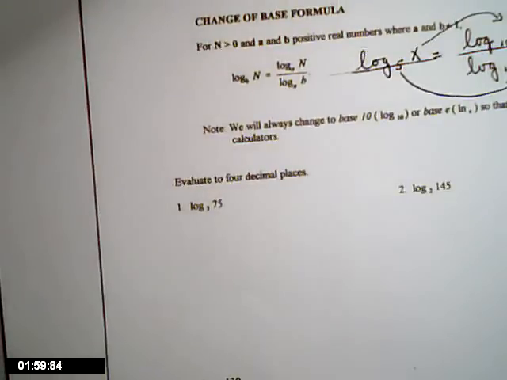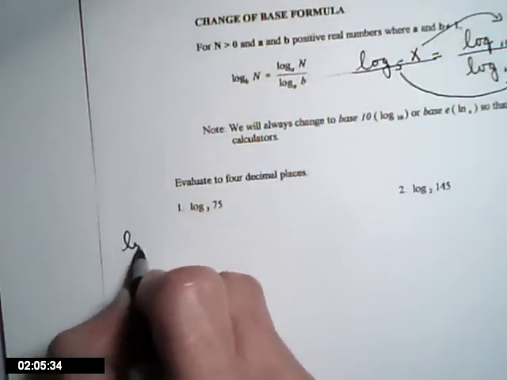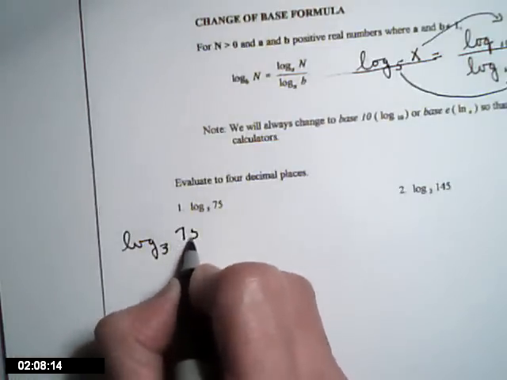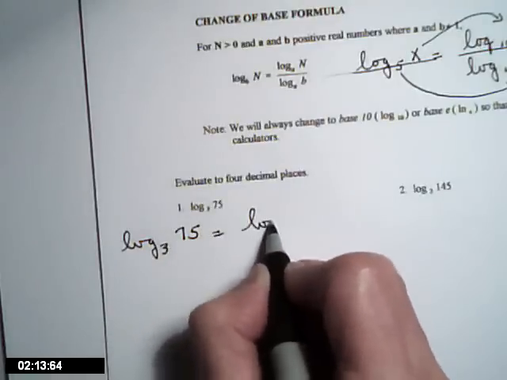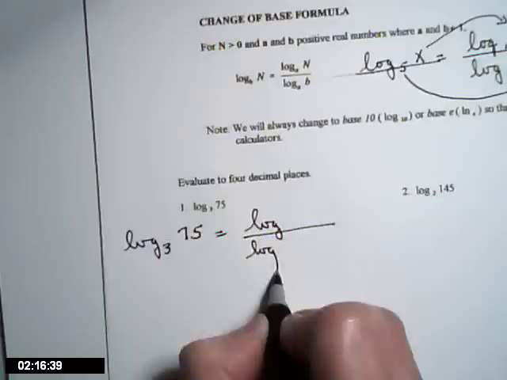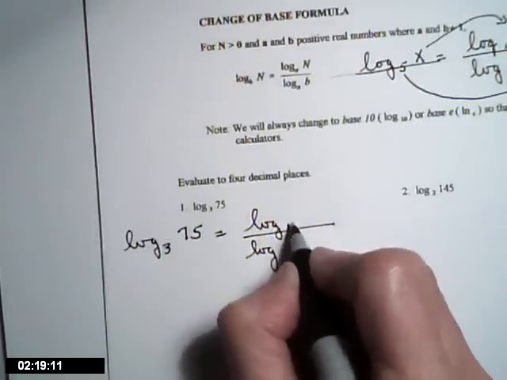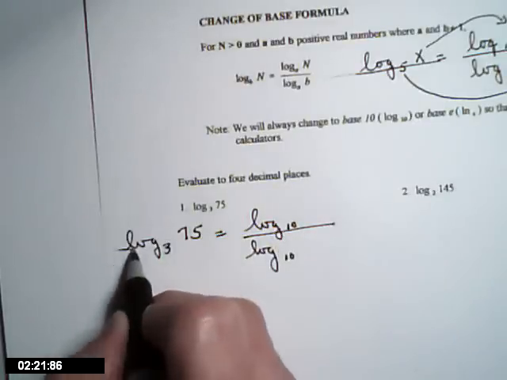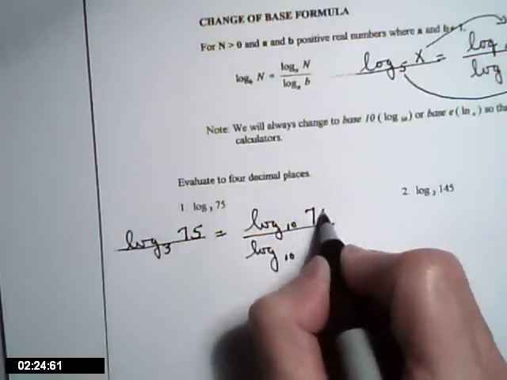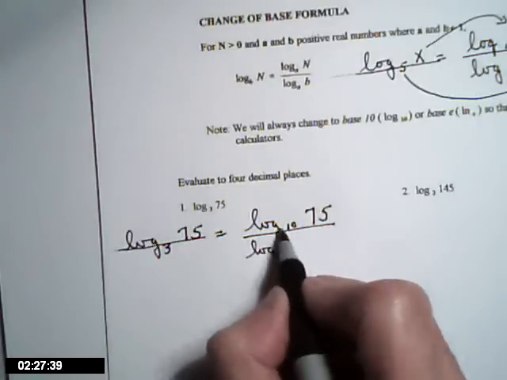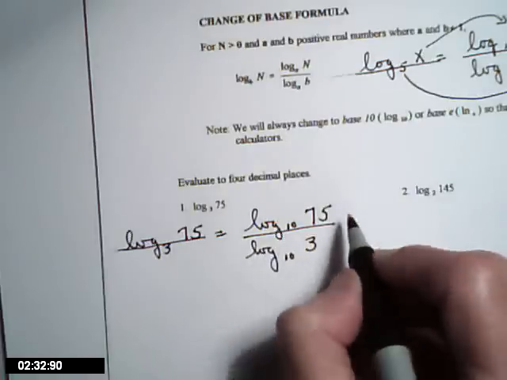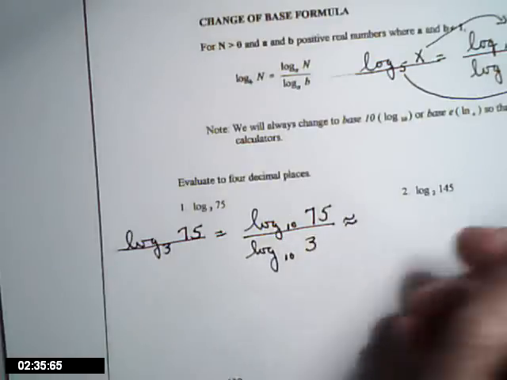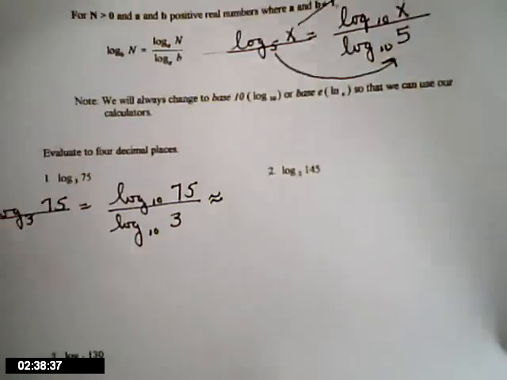Evaluate to 4 decimal places using change of base. Now your problems will tell you to use change of base. I have log base 3 of 75. My calculator does not know base 3. Now remember, I'm going to set it up as a fraction of 2 logs that my calculator knows, base 10. Again, 75 sits higher, it goes in the numerator. Not as an exponent, but it sits on the same line as log. The 3 goes in the denominator as the argument, same line as the log. I'm going to use the approximately equal sign because I'm going to round and approximate my answer.